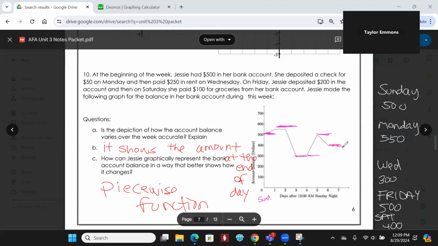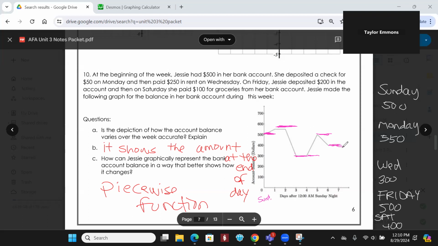Because she jumped amounts, right? It's not a continuous function. What you have seen for the past however many years is a continuous function. Piecewise is a snapshot of what's going on. Okay, it's almost like a timeline. Good? We okay? Not too crazy?